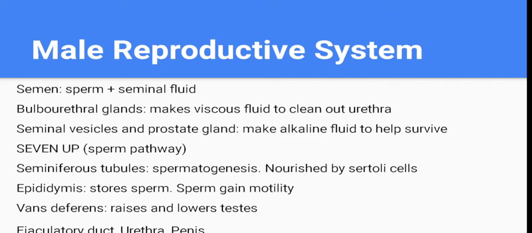Seminiferous tubules, where spermatogenesis occurs, nourished by Sertoli cells. The epididymis stores sperm, where they gain their motility. The vas deferens, then the ejaculatory duct, urethra, and penis. Pretty simple: 7 Up. For any pathway you need to remember, it's better to make up mnemonics for it in general.